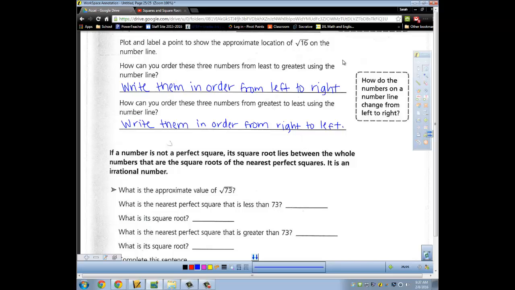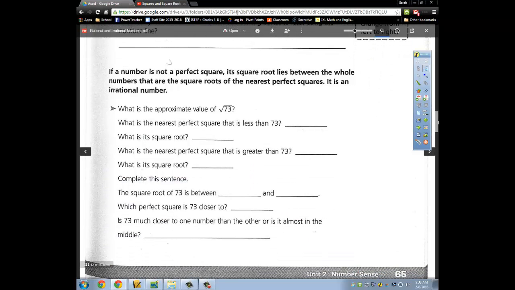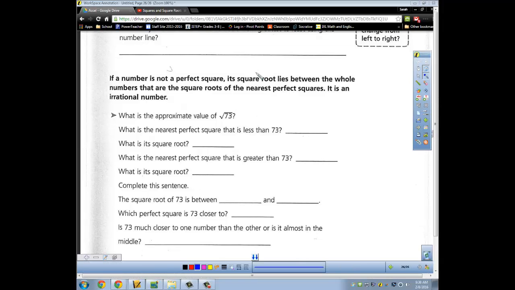Okay, moving down. If a number is not a perfect square, its square root lies between whole numbers that are square roots of the nearest perfect squares. So what we're going to end up doing is we're going to be given a square root of a number that's not a perfect square. We want to estimate what it would be. So we're going to figure out the approximate value of square root of 73. So what I'm going to do is think of my list of perfect squares.